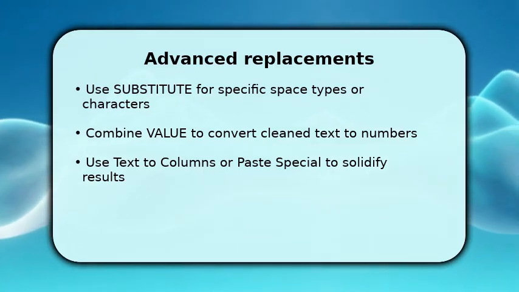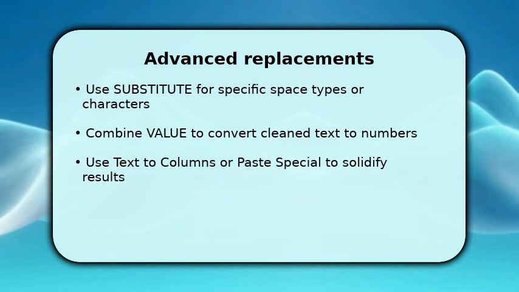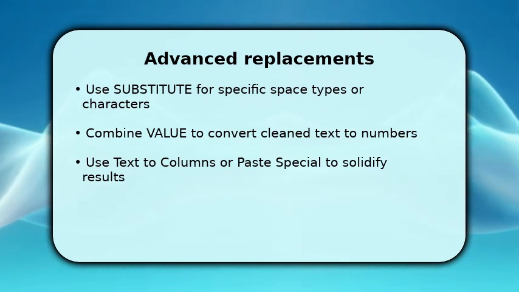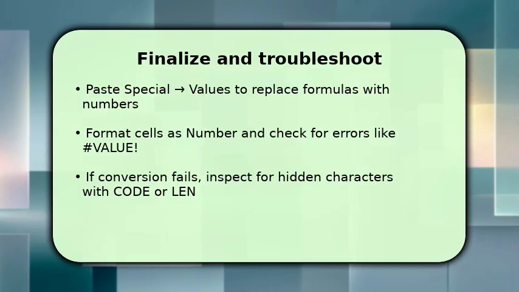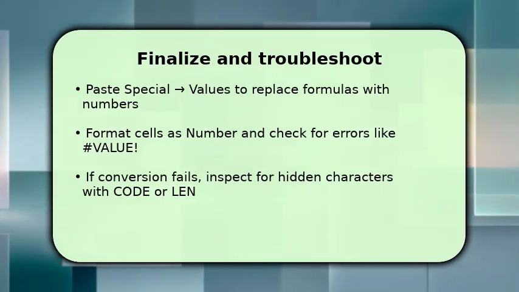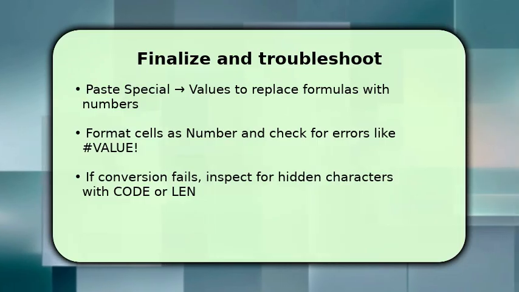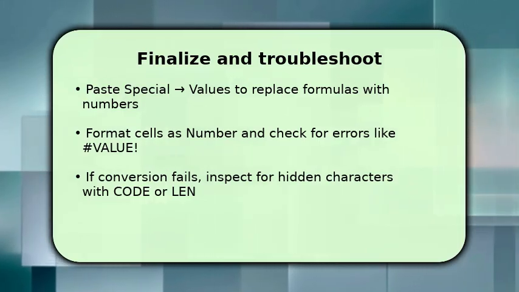After conversion, copy the helper column, then use paste special values to overwrite or place final numbers where needed. To finish, select the cleaned helper column and use paste special, right arrow, values to replace formulas with static numbers, then apply your desired number format.